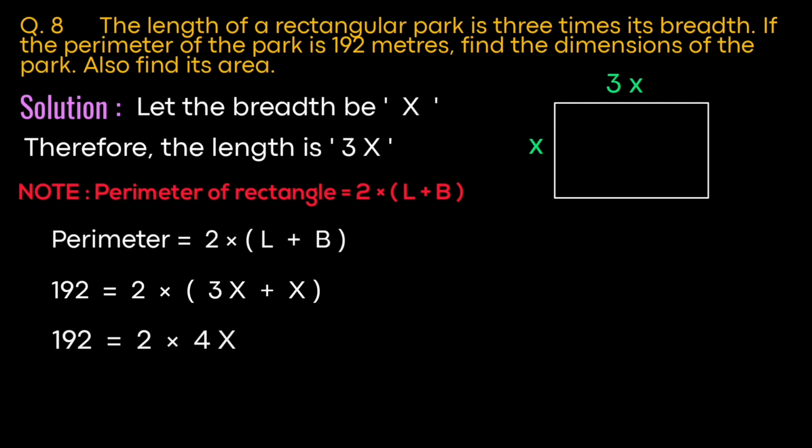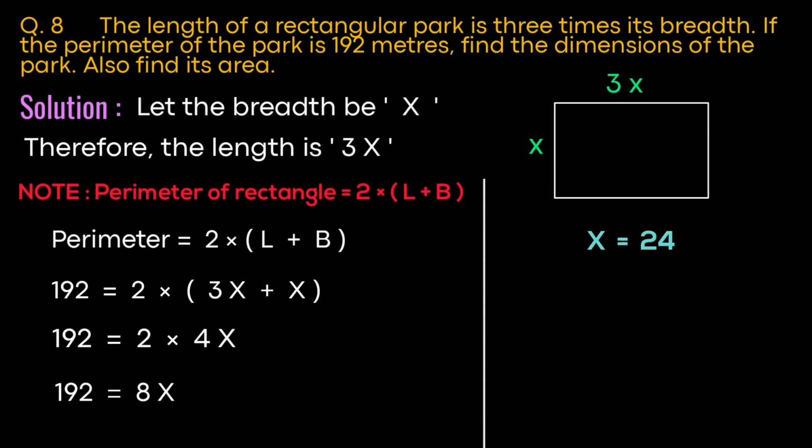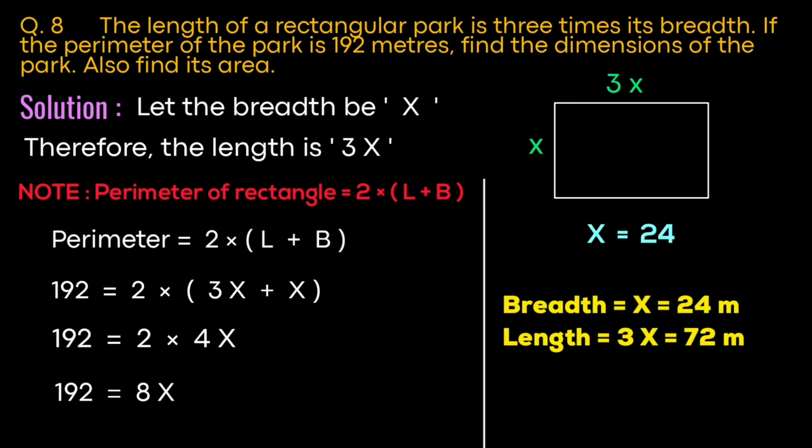On solving, we get 192 equals 2 into 4x. That is 192 equals 8x. Therefore, x equals 24. As we have considered breadth to be x, therefore breadth is equal to 24 meters and length is 3x, that is equal to 72 meters.